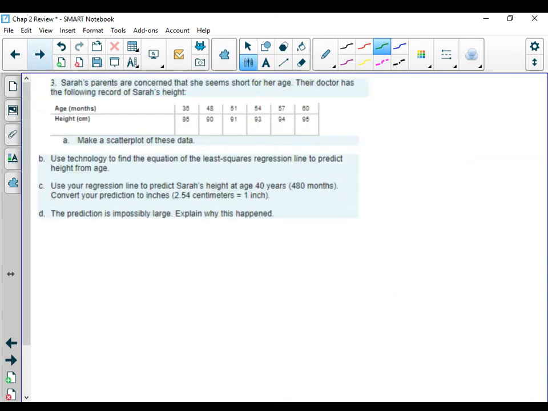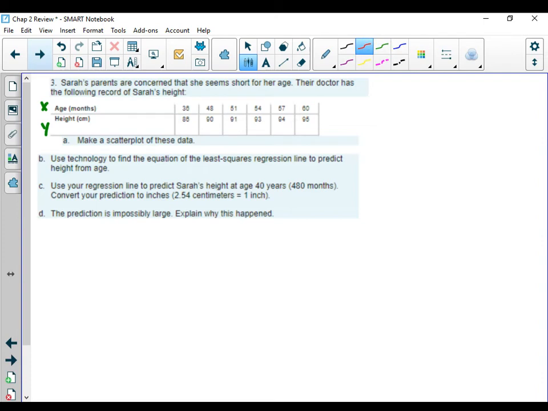All right, then the last one. On the last one, they gave us some data. They asked us to make the scatter plots. Remember, when you do your scatter plots, make sure you have your labels on there. Make sure you have an accurate scale for the x's and for the y's. In this case, the age would be x, the height would be y.